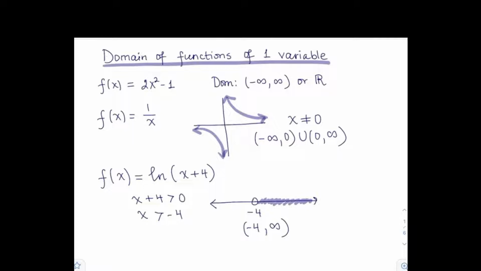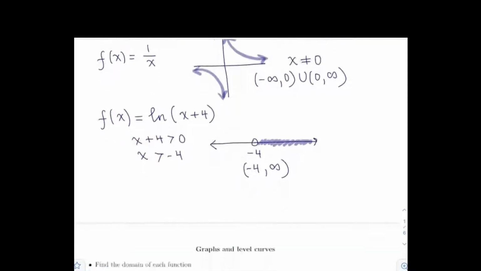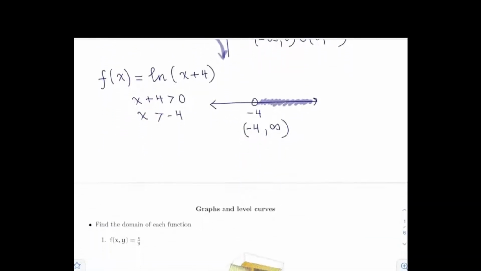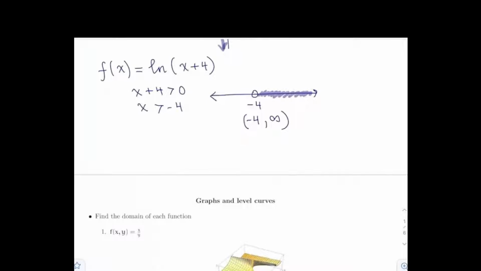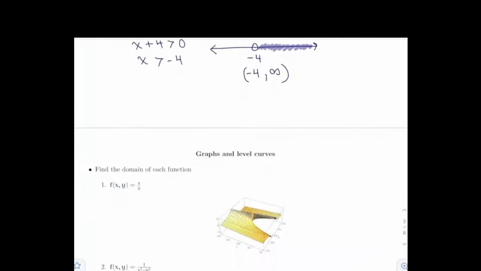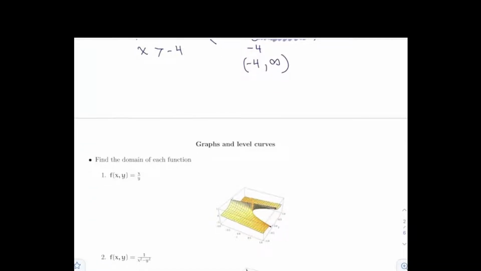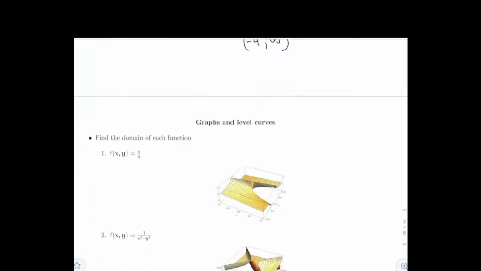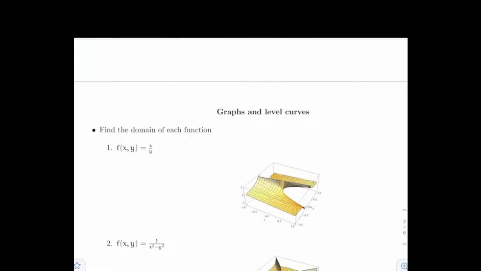Now we're going to shift our focus to functions of two variables. How are we going to make this shift, right? We're going to multiple dimensions. Now we have two variables, x and y. So let's go ahead and take a look at these problems.